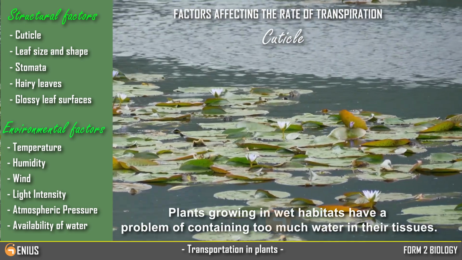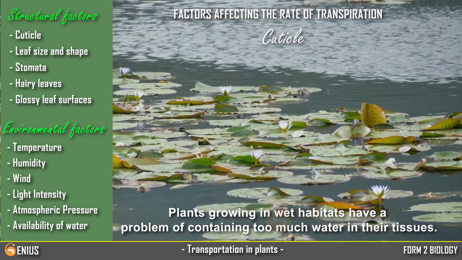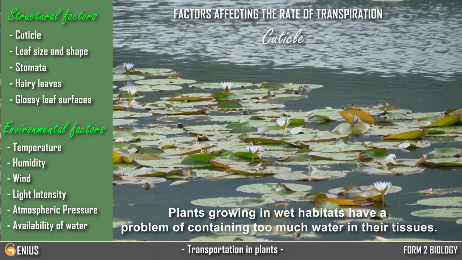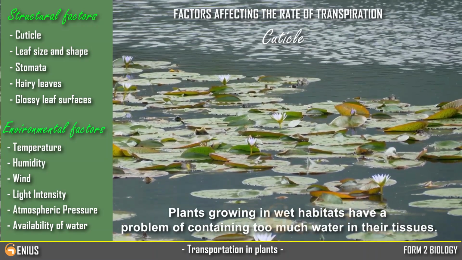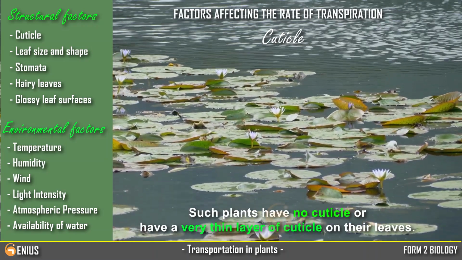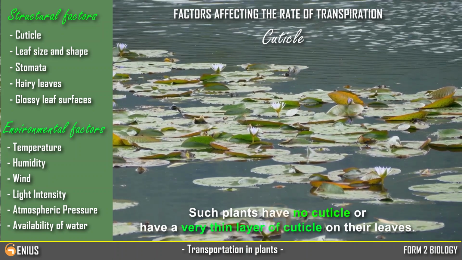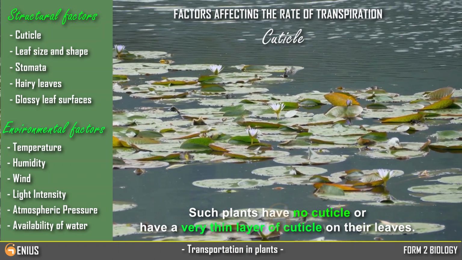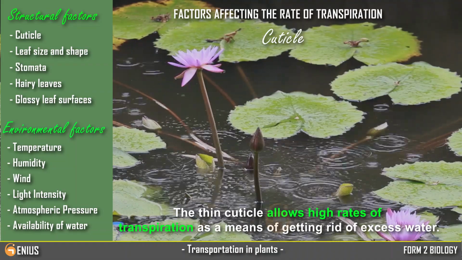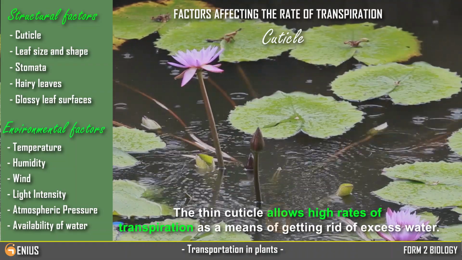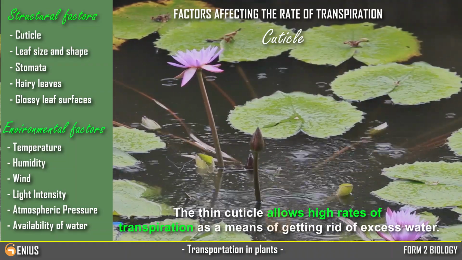Plants growing in wet habitats have a problem of containing too much water in their tissues. Such plants have no cuticle or have a very thin layer of cuticle on their leaves. The thin cuticle allows high rates of transpiration as a means of getting rid of excess water.